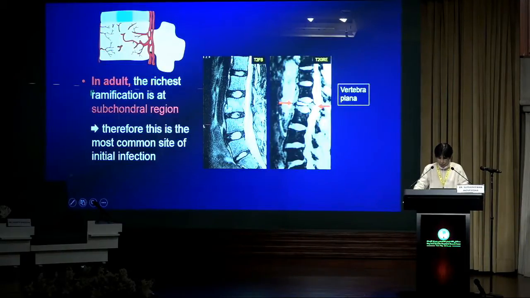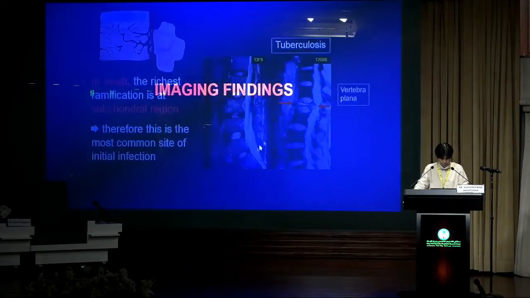This patient came with back pain, and we can see vertebra plana right here. The discs above and below are completely normal. It doesn't look like infection at the beginning, and metastasis was the first consideration. Biopsy was performed and came out to be tuberculosis. So this case confirmed that infection starts within the vertebral body, and a normal disc cannot rule out infection.